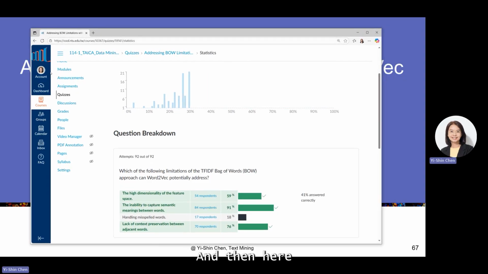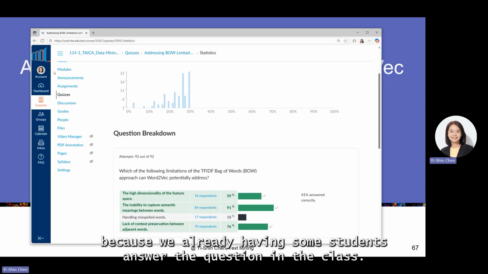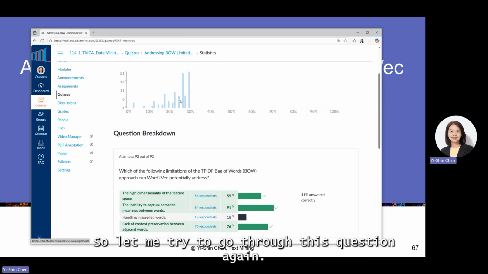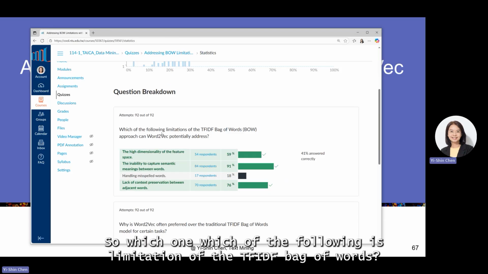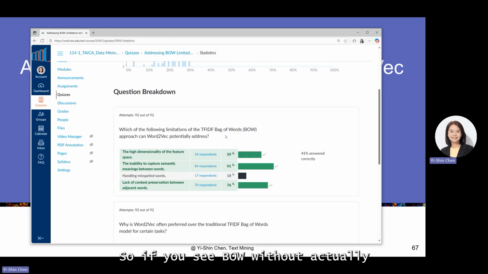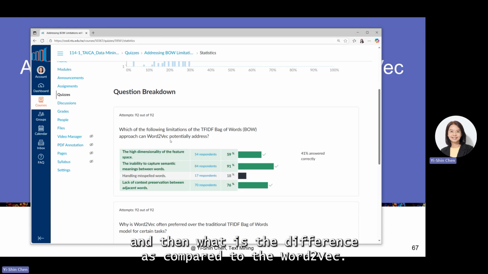And here, because we already had some students answer the question in the class, let me go through this question again. Which of the following is an implementation of the TF-IDF bag-of-words? Okay, so if you see BOW, try not to confuse it with the word2vec one. So let us know, if we mention the TF-IDF bag-of-words model, what is the difference as compared to word2vec?